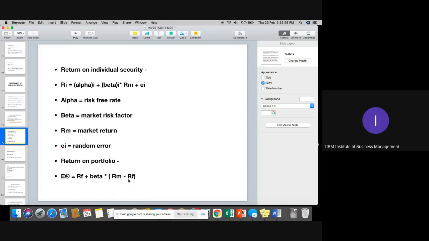Because when we need to calculate the return on individual security, that's the first formula, and on portfolio, that is the second formula. This formula basically is the CAPM model, make sure, capital asset pricing model.